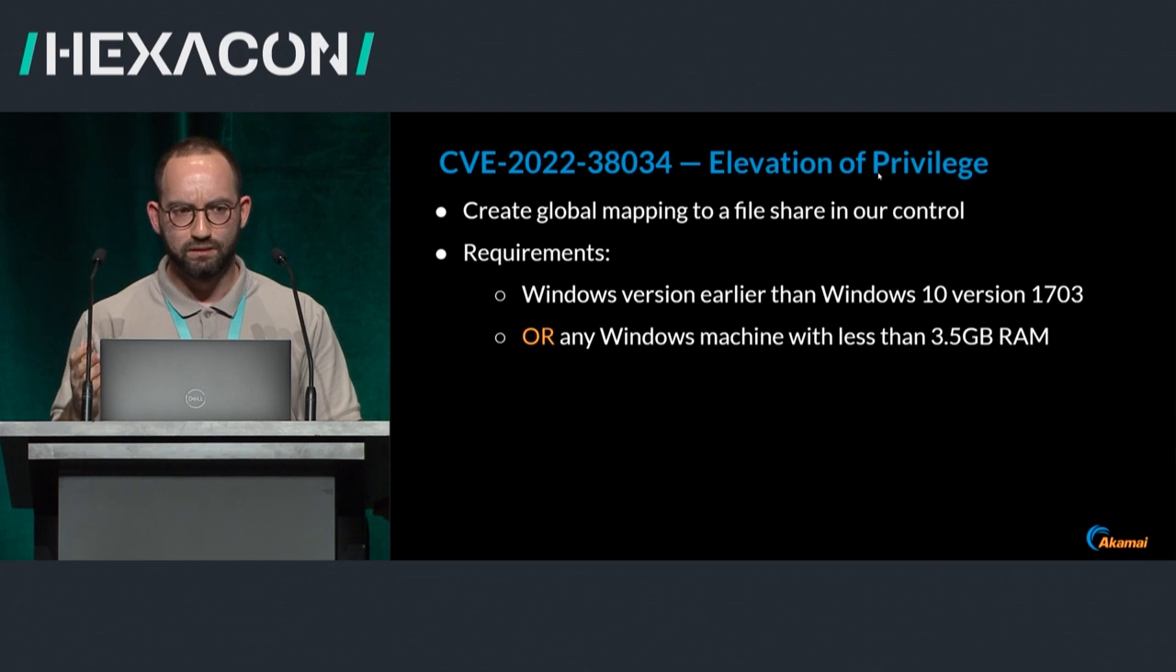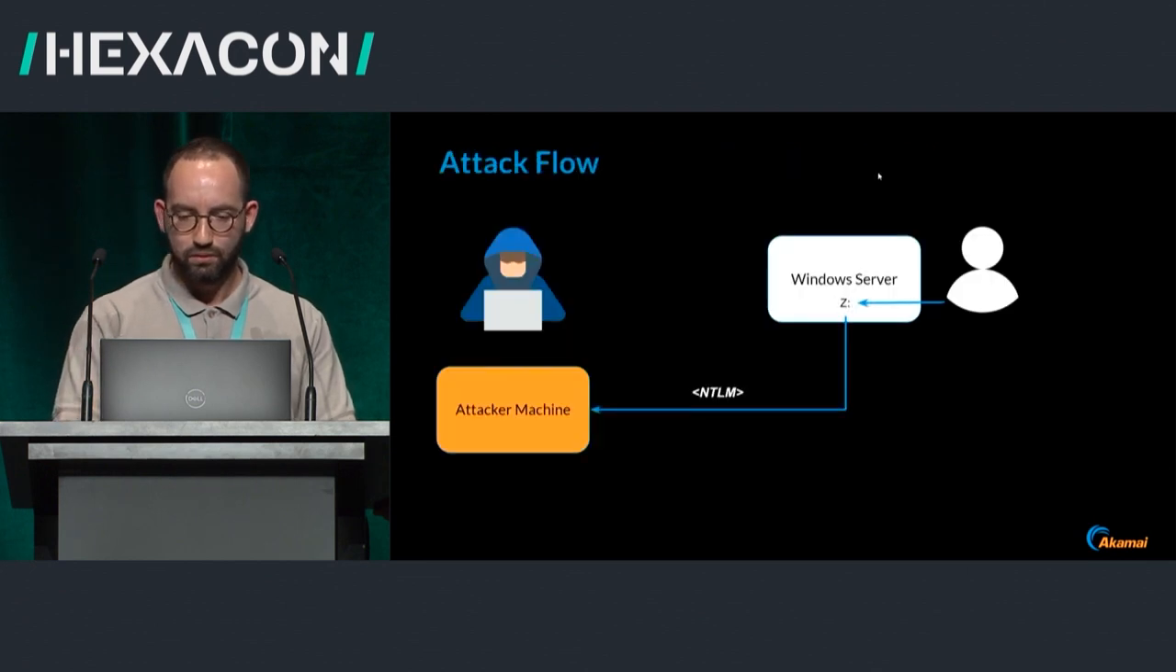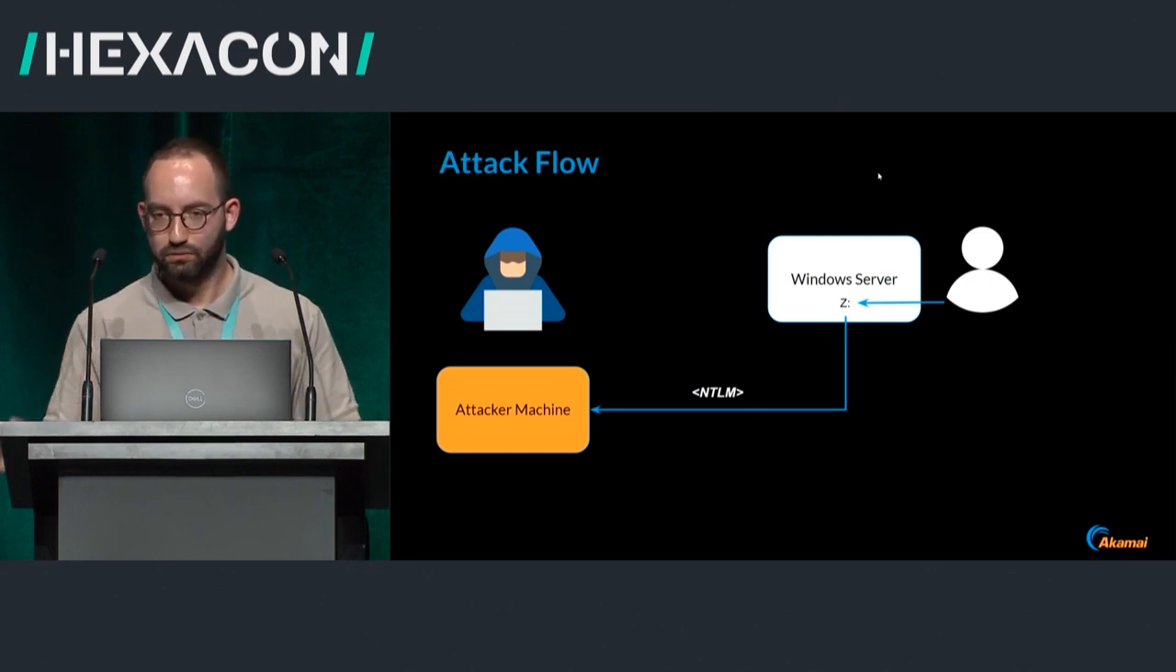But what can we do with this CVE? Well, we thought of two ideas about attacking. First, since we have an SMB machine in our control, we can require any client that connects to it to authenticate. We can either then store the NT token and crack it offline and then use it however we see fit, or we can relay it for an SMB relay attack.